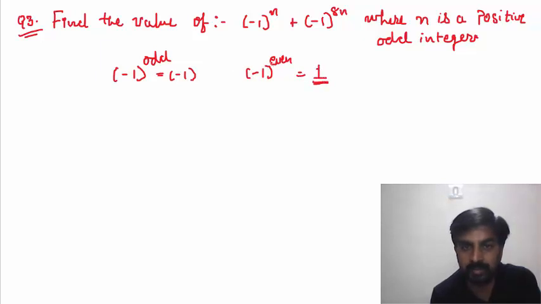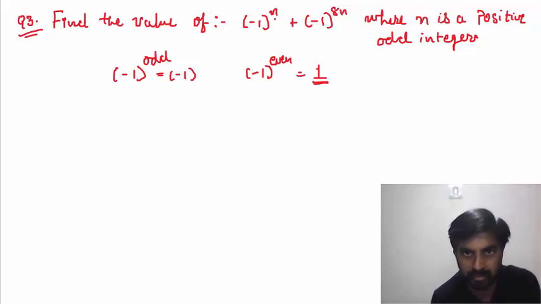Why? Because with 2, 4, 6 you get pairs, and we know minus 1 into minus 1 will become plus. So if you get a full number of pairs, the pairs make it positive. But if one more number comes, minus 1 into minus 1 into minus 1, that is odd: one pair plus one single number, so that will become minus 1 only. And minus 1 raised to an even power will always give you positive.